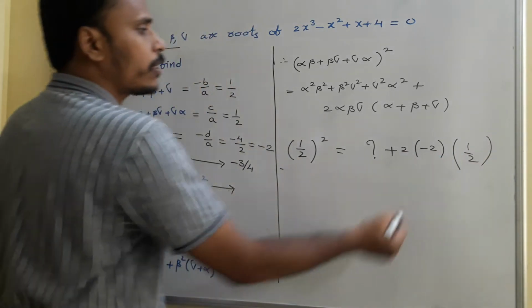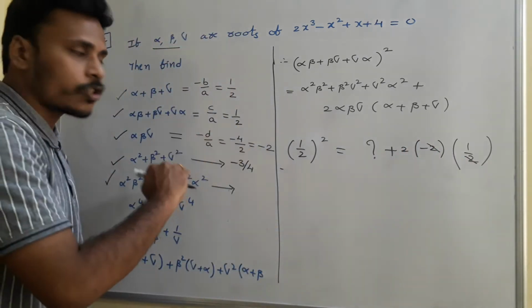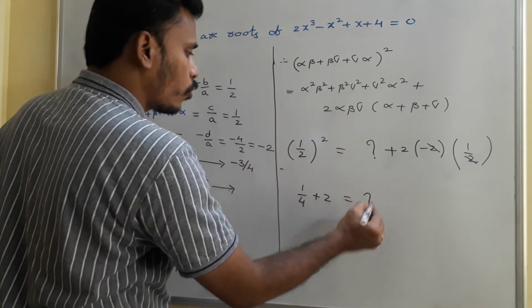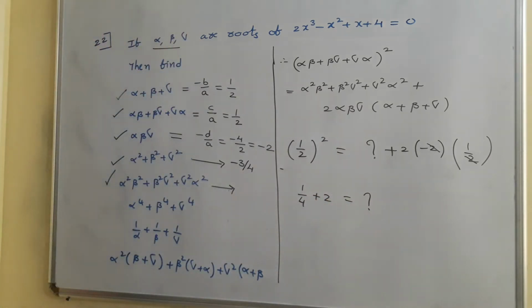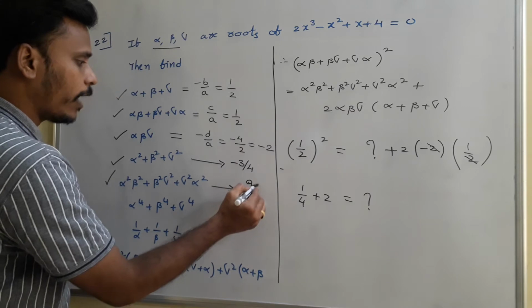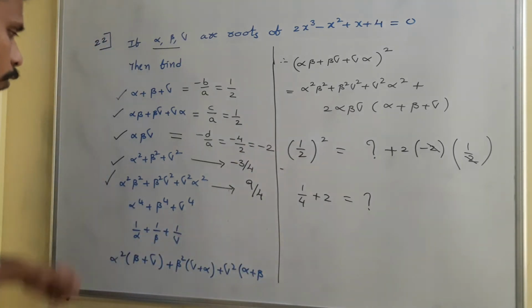If you calculate, this 2 and 2 will get cancelled. This is simply minus 2. Send this minus 2 to this side. So 1 by 4 plus 2 is equal to the question mark. If you calculate, what will be the question mark value? 1 by 4 plus 2: 4 twos are 8, plus 1 is 9. So this value is simply 9 by 4. There is the value. You just have a look.